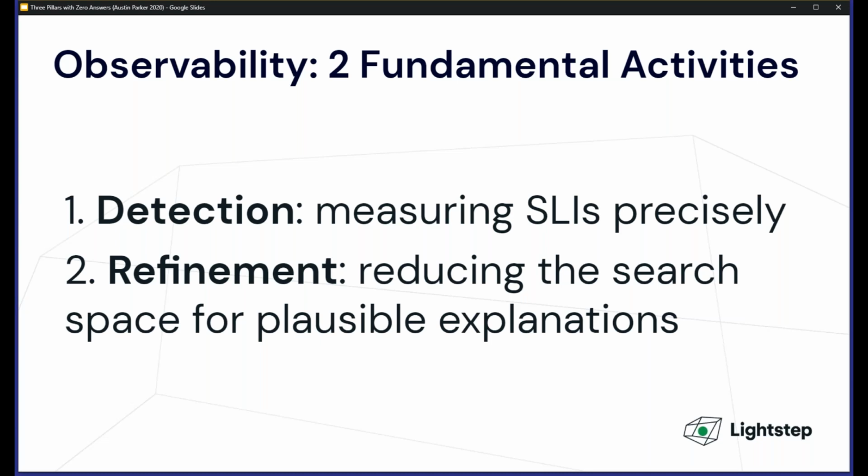The two activities that we're pursuing in service of these goals are to detect our SLIs and then refine them. So detection here is pretty simply, I want to monitor an SLI as a specific number. That could be something like P50 latency, although I generally recommend P99 or P90. Or we want to measure the throughput, or we want to measure the error rate. Refinement is about reducing the search space for whatever's going on.